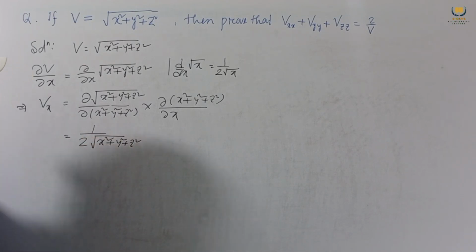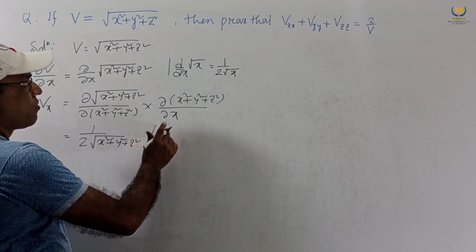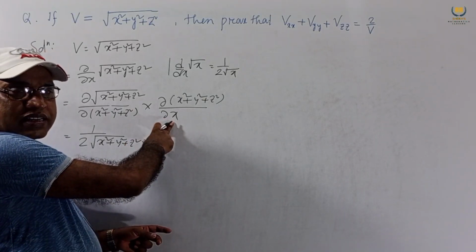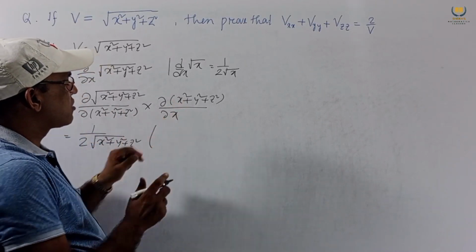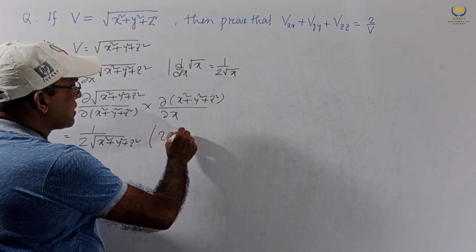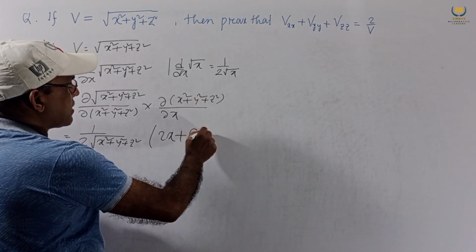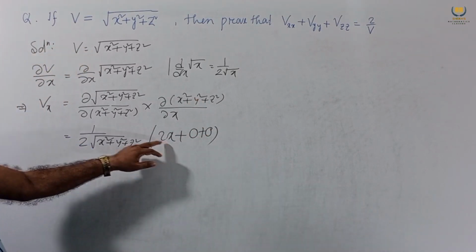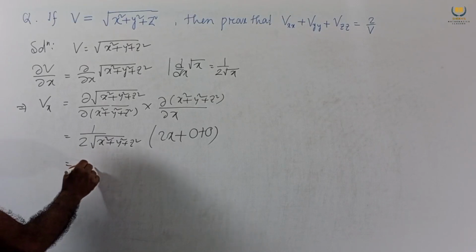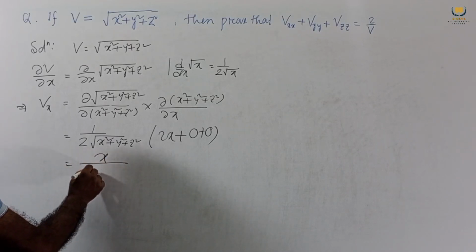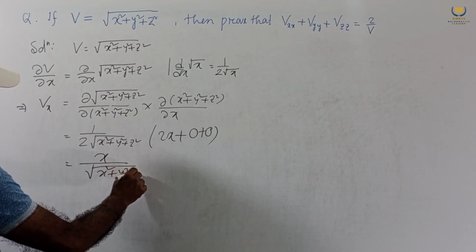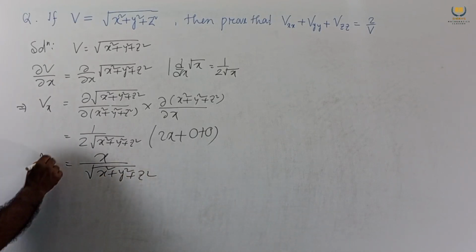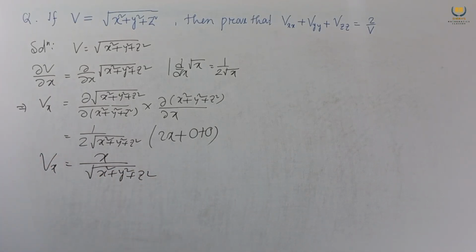Here x means x square plus y square plus z square, and we differentiate partially with respect to x. Then x is the variable and the others are constant. Del x of x square means 2x, and y and z terms give 0. These two cancel. We get x by root over x square plus y square plus z square. This is our vx.